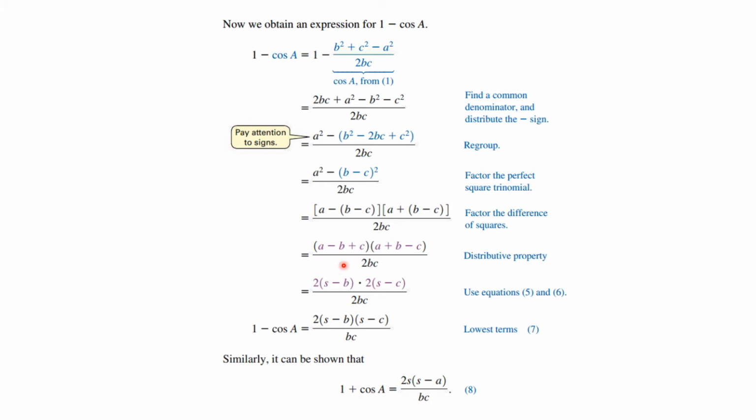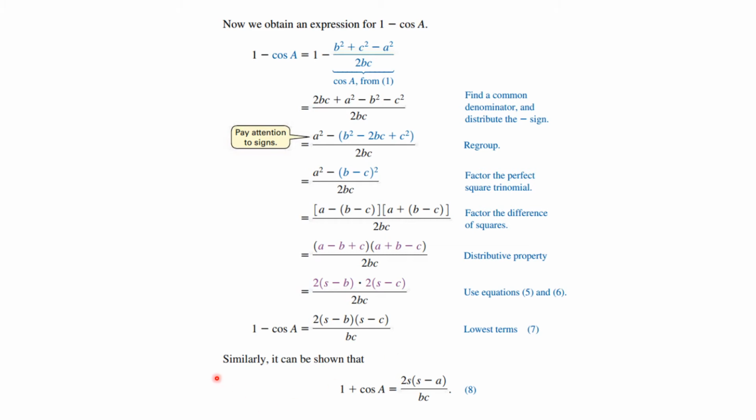But this is the same thing as 2(s minus b) from equation 5, and 2(s minus c) from equation 6, over 2bc. I can cancel the 2's if I want to. Actually, let's not cancel the 2's yet. So now way up here I had 1 minus cosine A. I did all this work and I got this. So 1 minus cosine A is this.